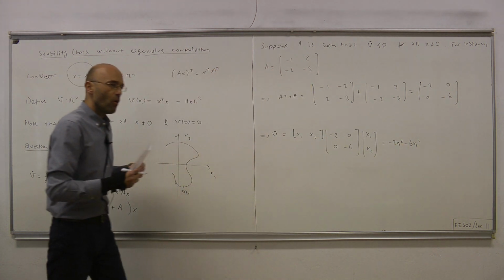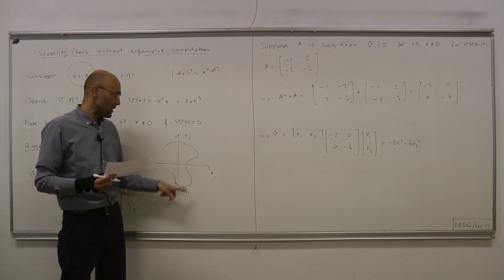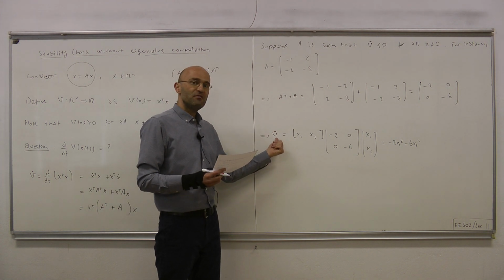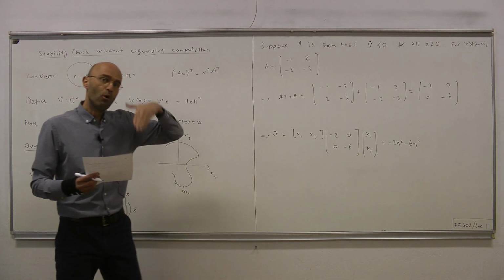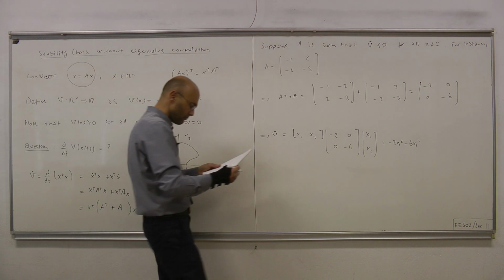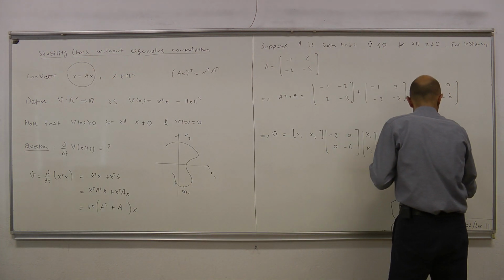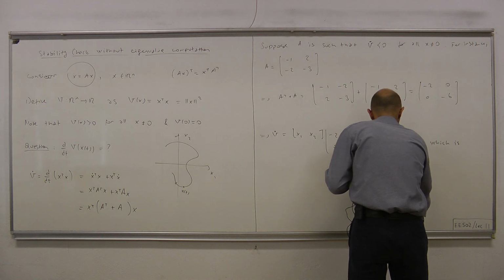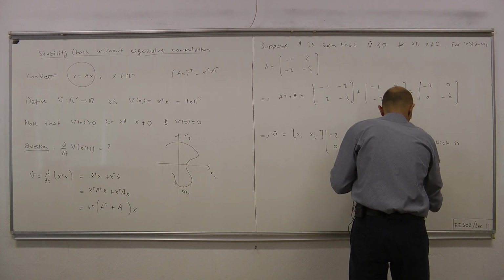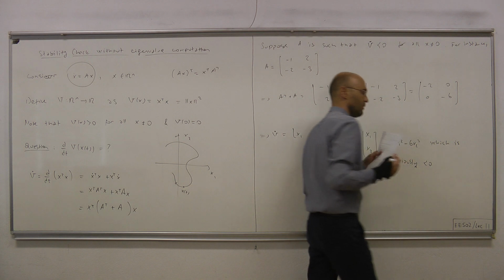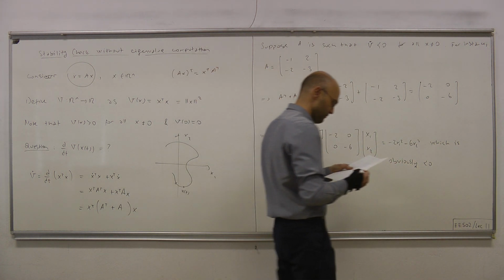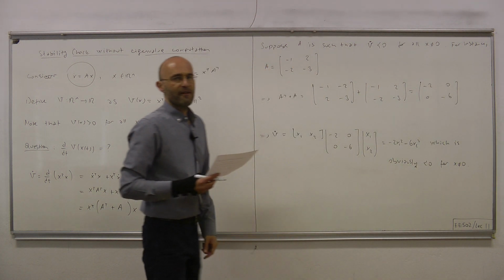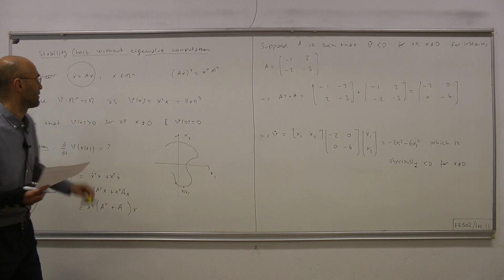But no matter where you go, no matter where x of t is, unless it's at the origin, at the equivalent point, it will always produce a negative v dot. So that means v is always decreasing. So this is obviously always less than 0, always negative for values of x except the origin.